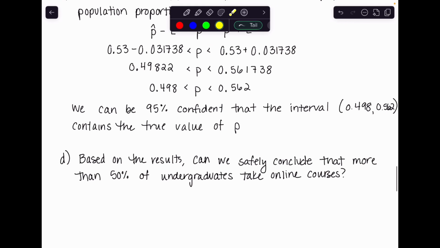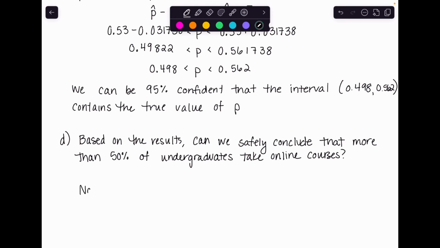So from here, we're now going to try to interpret this a little more. Based on these results, can we safely conclude that more than 50% of undergraduate students take online courses? But if this is our confidence interval, you can see on that lower end, we can have less than 50% of individuals taking online courses. So if my lower bound was, say, 0.501, I could definitely safely conclude this. But because my lower bound falls below 50%, I can't conclude this result. So the answer here is no.